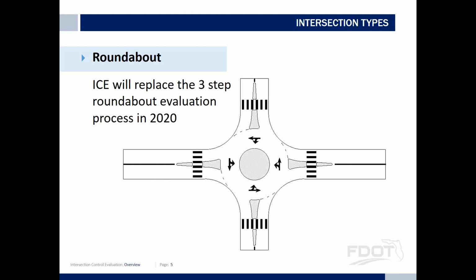So we can start with the roundabout. I'm sure everyone has seen the roundabout and knows how it operates. But what I'm trying to illustrate here is that ICE is going to be replacing the 3-step roundabout evaluation process in 2020. We do have an implementation plan that we submitted, and it was approved and signed, and that went out with the November 1 publication of the manual. It basically spells out how we're going to implement the intersection control evaluation process. So for a roundabout, just to illustrate here, depending on your approach, you can go right, you can go through, or you can go left, depending on what lane you are in the roundabout.